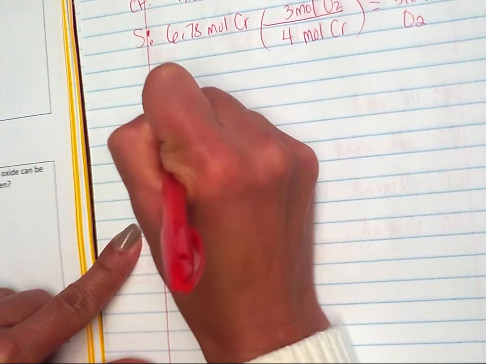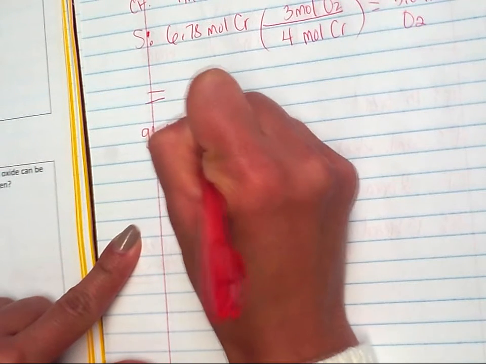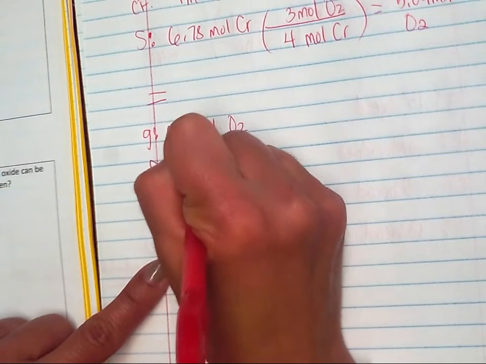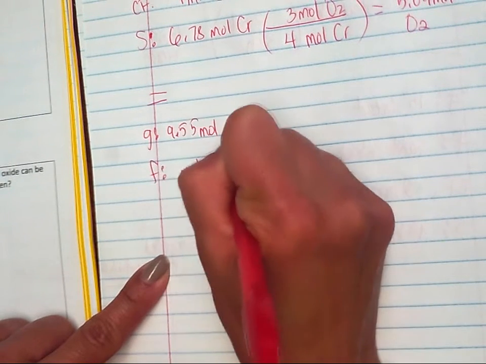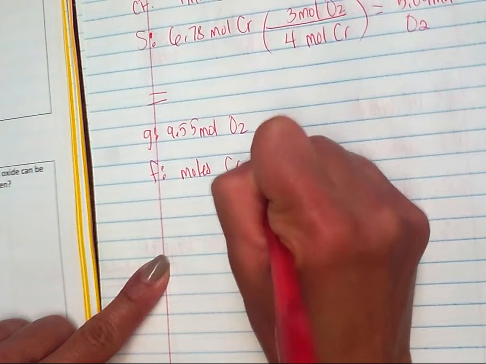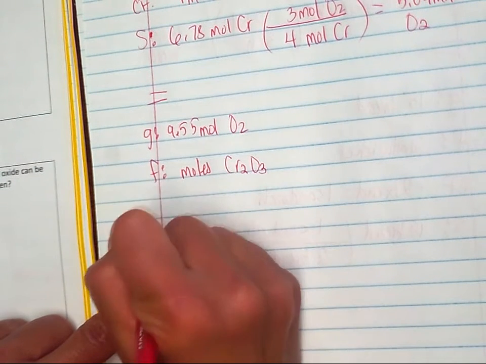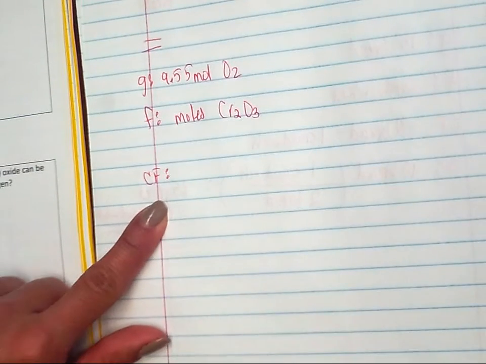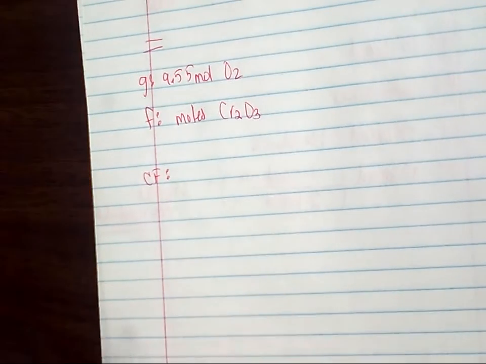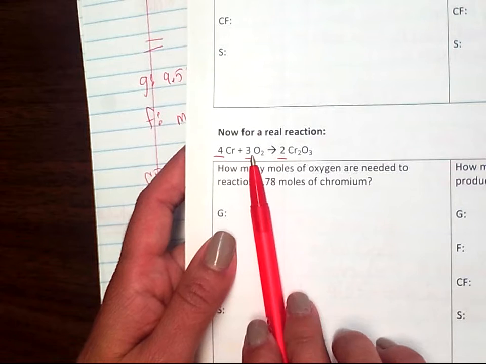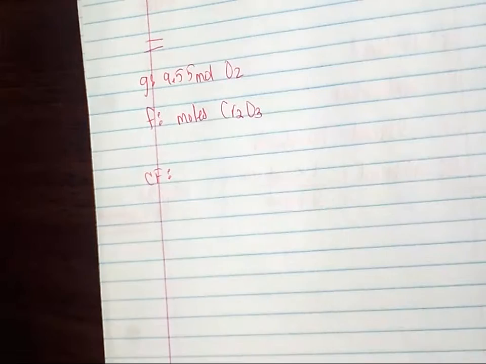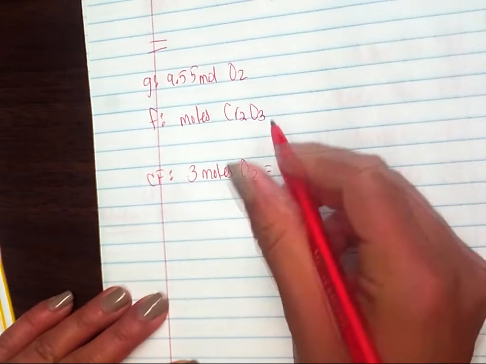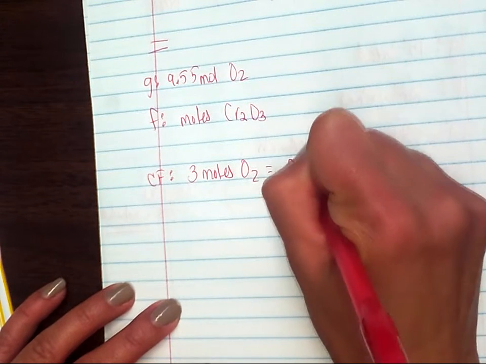is what? 9.55 moles of oxygen. We're trying to find the moles of chromium 3 oxide. The conversion factor is what is the relationship between oxygen and chromium 3 oxide? 3 to what? 2. Okay, so for every 3 moles of O2, it is equal to 2 moles.